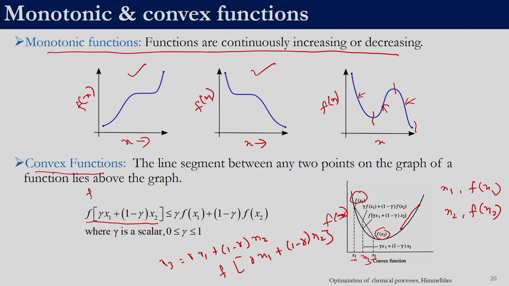So this is nothing but f of x3. If that is less than gamma times f of x1 plus 1 minus gamma times f of x2, then the function is a convex function. As you can see, a convex function will have only one point at which the gradient vanishes, so we will have only one optimal solution. The local optimum itself will be the global optimum. So whenever we have a convex function, it is sufficient to find the stationary point, and at that stationary point the function is bound to be minimum. It is not necessary to calculate the higher derivatives.